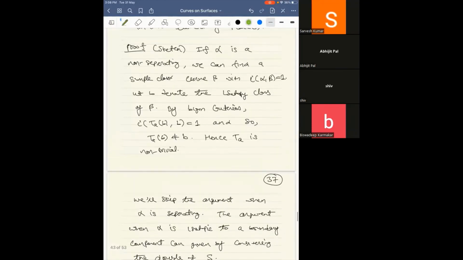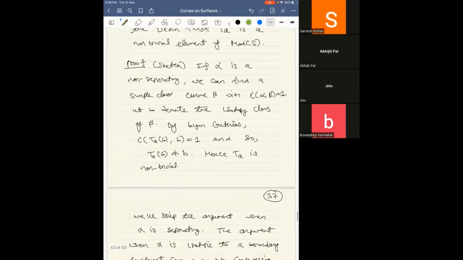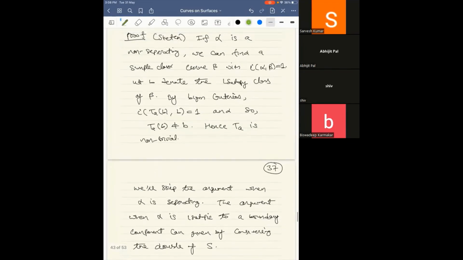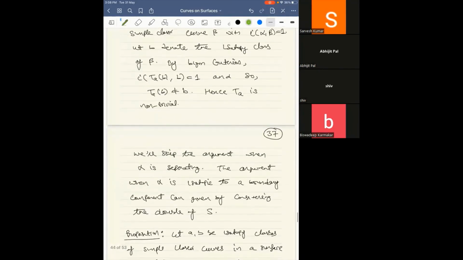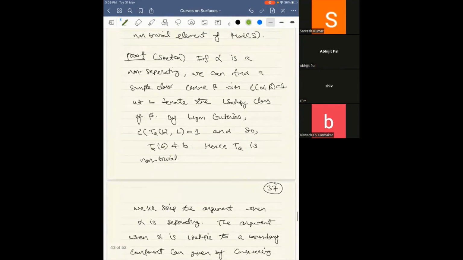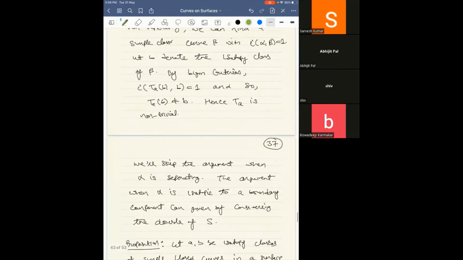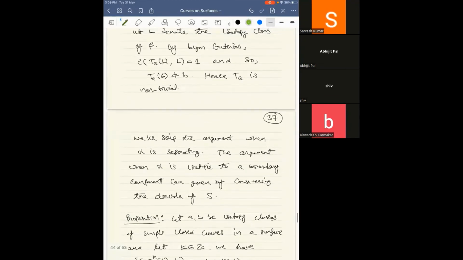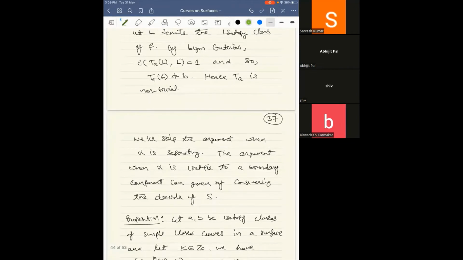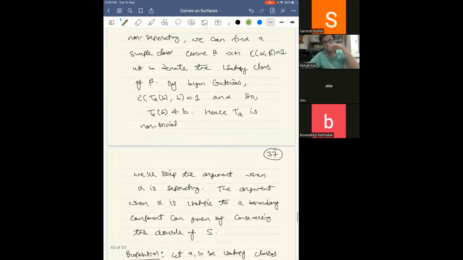But what happens if alpha is isotopic to a boundary component? How does one argue that? You can simply consider a double of the surface. You take a copy of S and identify the boundary components. Then your alpha will become essential, and by this you will get the result.